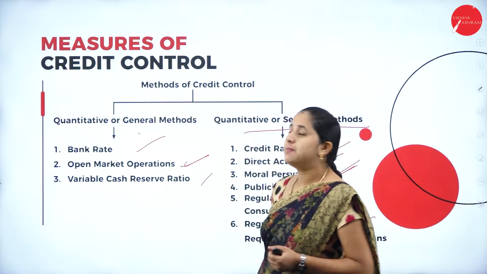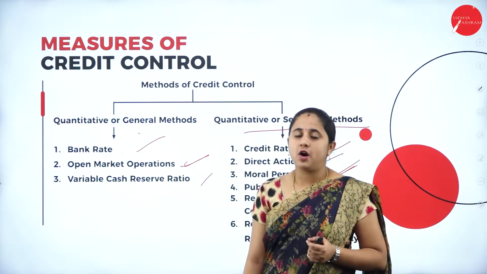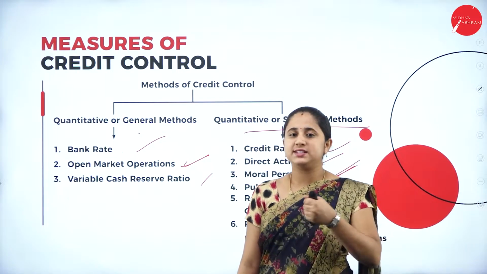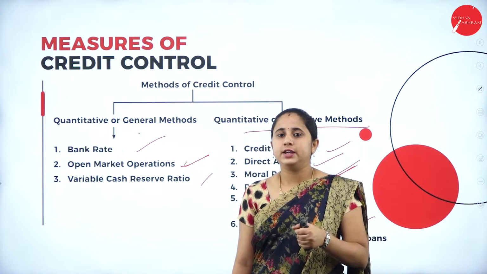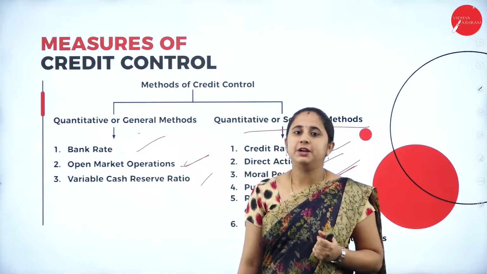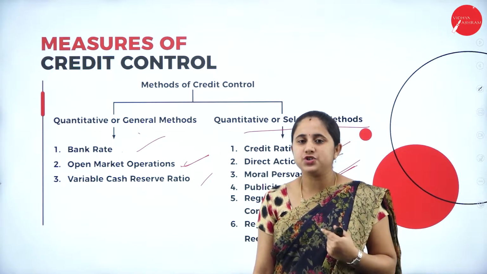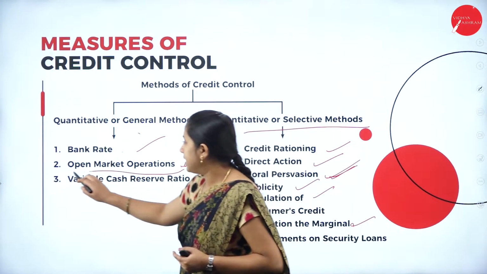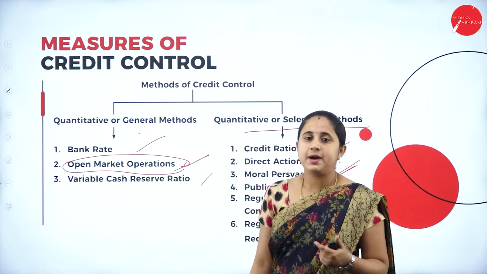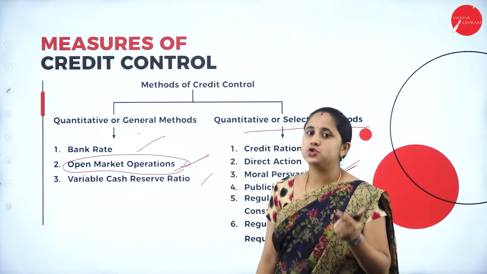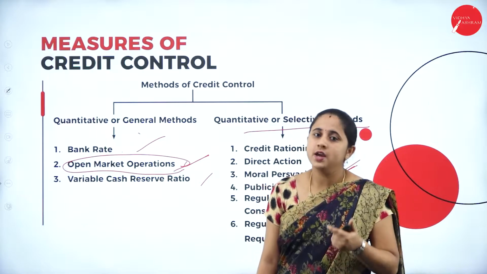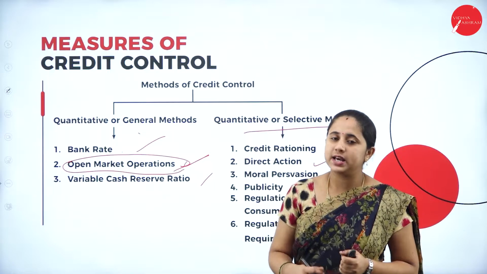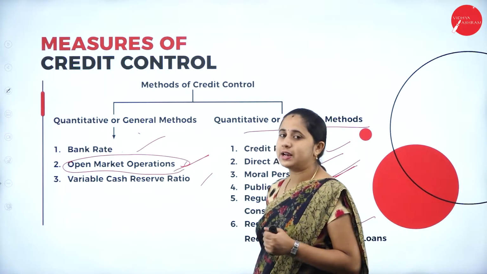Next one is open market operation. Under open market operation, RBI buys and sells securities in the capital market as well as the money market. The purchase and sale of securities in the capital market and money market fluctuates the money circulation in the Indian economy. So the purchase and sale of securities by RBI influences the money circulation in India. So that is open market operation.